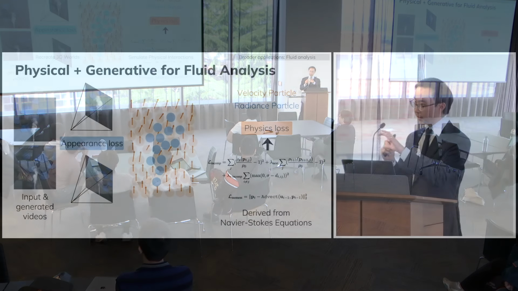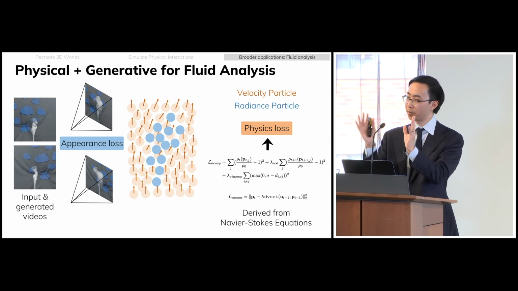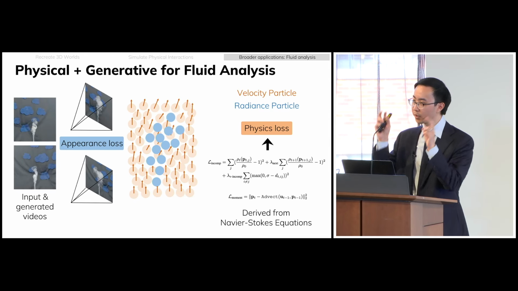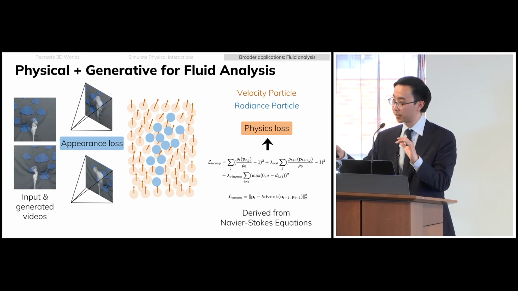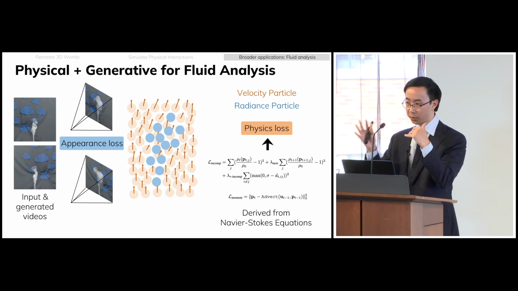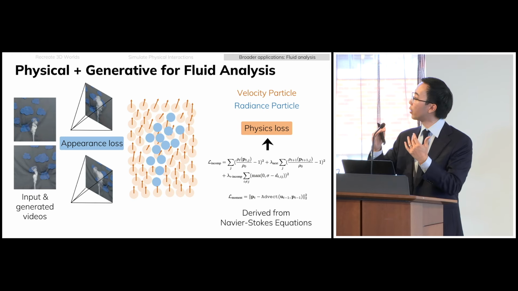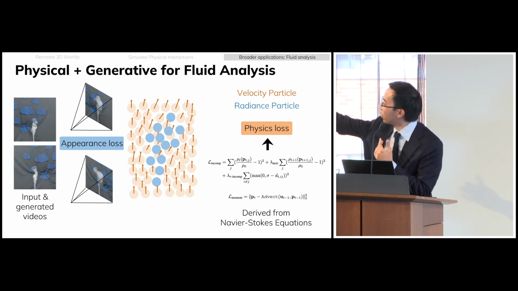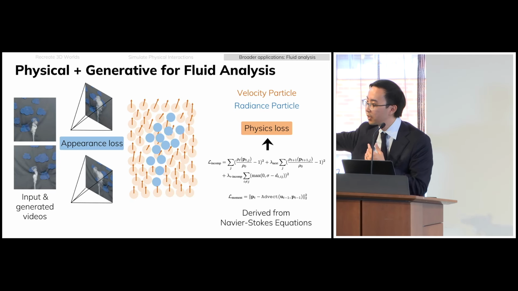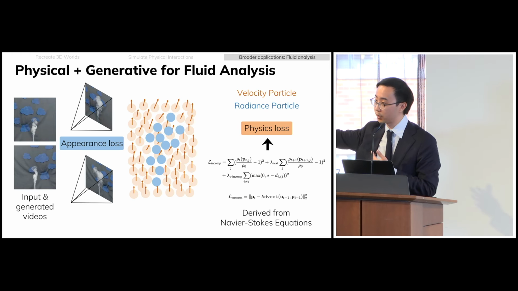So yeah, actually the generative model lives in pixel space, and the underlying physical representation here, the visual physical particles, lives in a separate 3D space. So the way we connect them is through differentiable rendering and the differentiable transport. So basically, the goal here is to reconstruct both the underlying velocity field, represented by the yellow particles here, as well as the visual appearance, represented by the blue particles here.